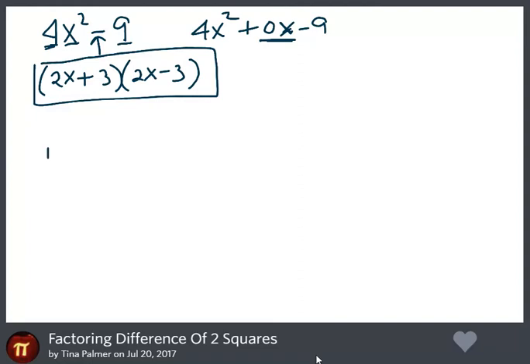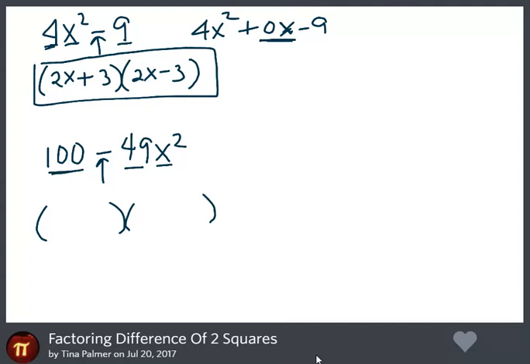You can even do it backwards. I could have 100 minus 49x squared. I don't care that that's backwards. I don't have to rearrange that. I can just say, oh, that's a perfect square, that's a perfect square, this is a difference. Difference of two squares. Good. Then I'll find what number multiplies to be 100? 10, 10. What number multiplies to be 49? 7. 49x squared, 7x, 7x. The only way to make that middle term disappear is to have one of those be positive and one be negative. Done.